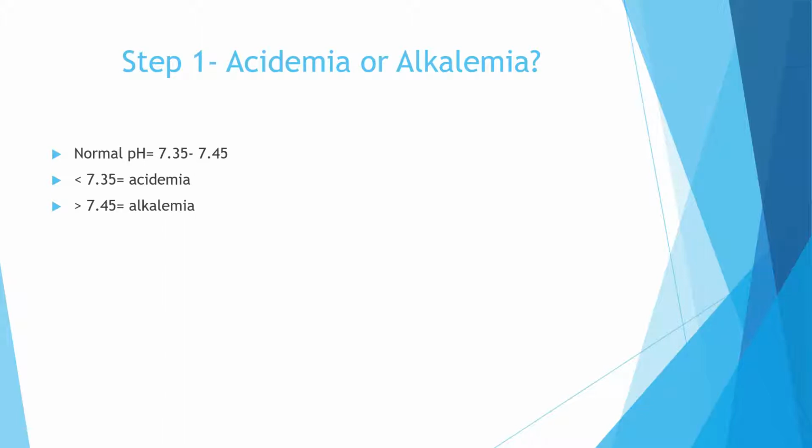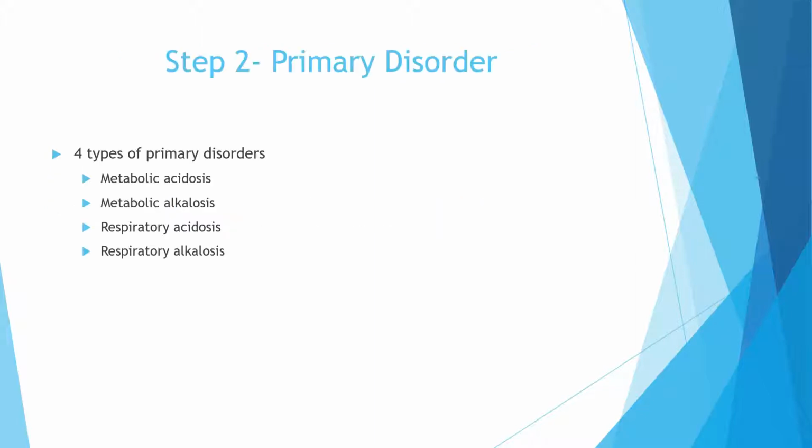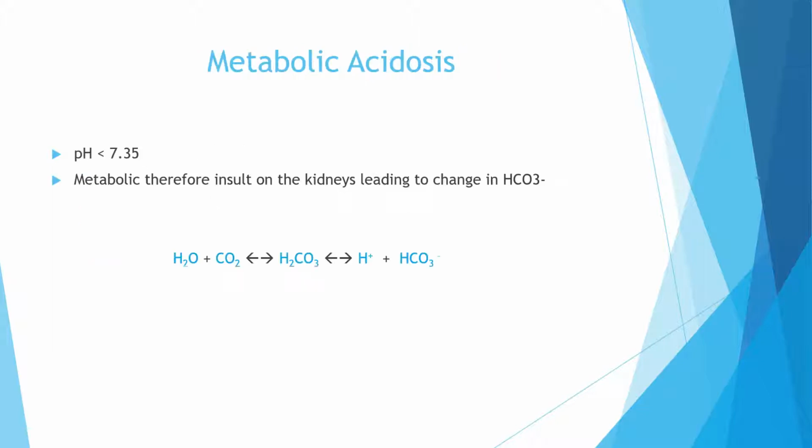Step 1 is very simple. Is it acidemia or alkalemia? Normal pH in the blood is from 7.35 to 7.45. Anything less than 7.35 is acidemia, and greater than 7.45 is alkalemia. Step 2 is to determine the primary disorder, and we will go through all of these in relation to how they affect the acid-base buffer.